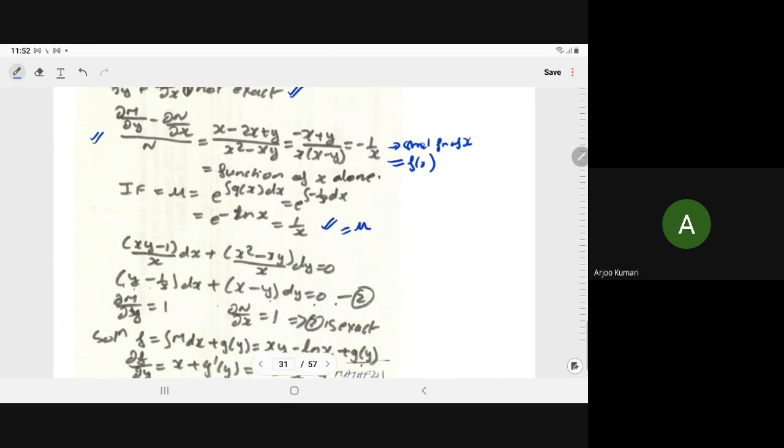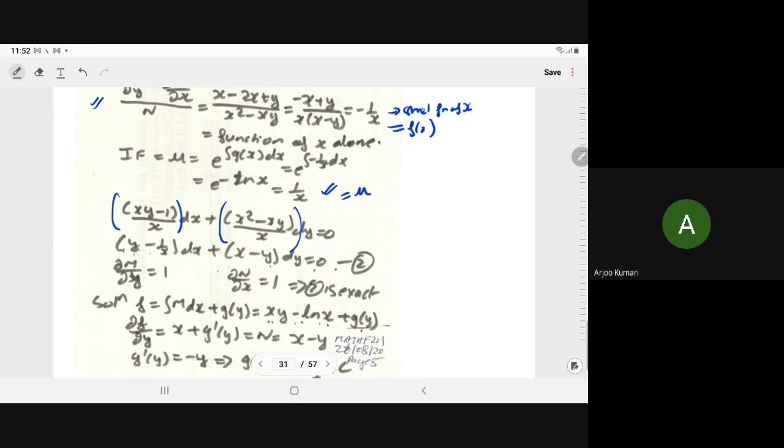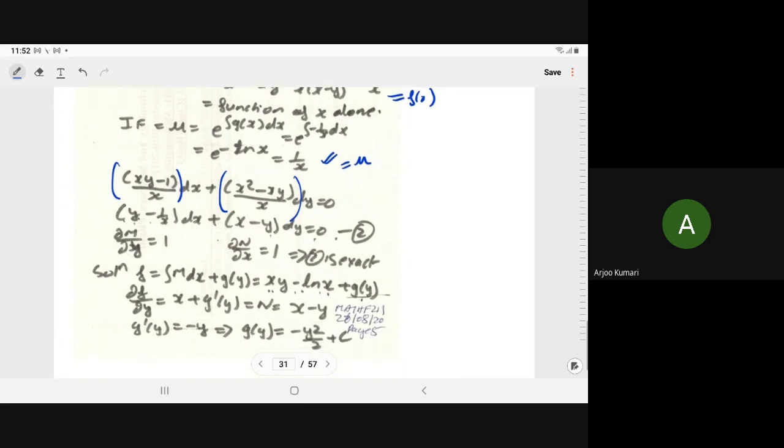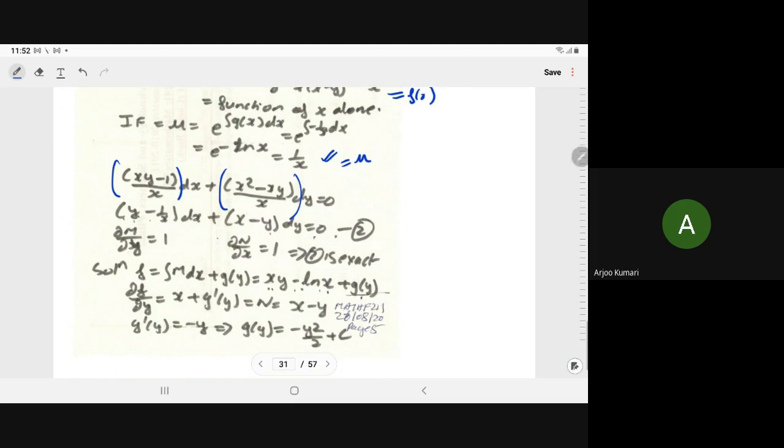So here we have the 1 upon x, right? Multiply with the 1 upon x. So now we have the equation M dx plus N dy, or you can say M dash dx plus N dash dy. If you check now, del M by del y will come 1, del N by del x will come 1. So you can say it is exact. Means after multiplying with the 1 upon x, the integrating factor, the non-exact equation will become exact.